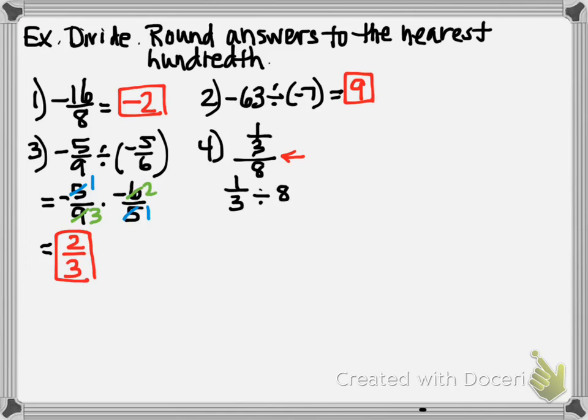Now remember, any whole number can be rewritten as a rational number, a ratio of two integers, by simply giving it a denominator of 1. Okay? And then we look for keep, change, flip. So we're multiplying by the reciprocal. And what we end up getting is there's no cross-canceling whatsoever in this problem. So we multiply straight across. 1 times 1 is 1. 3 times 8 is 24. And there's the answer.